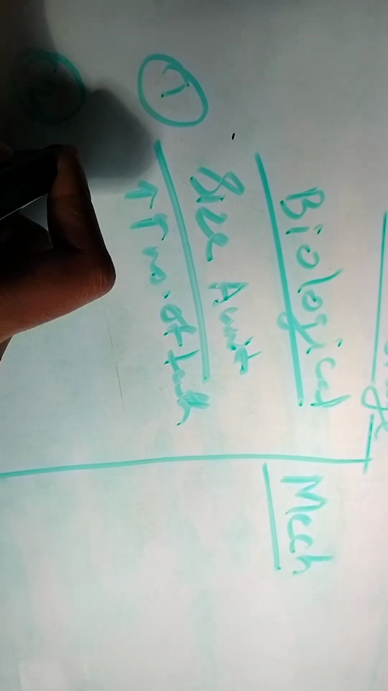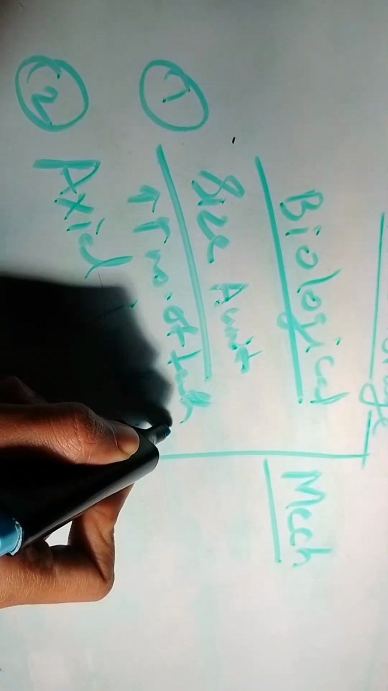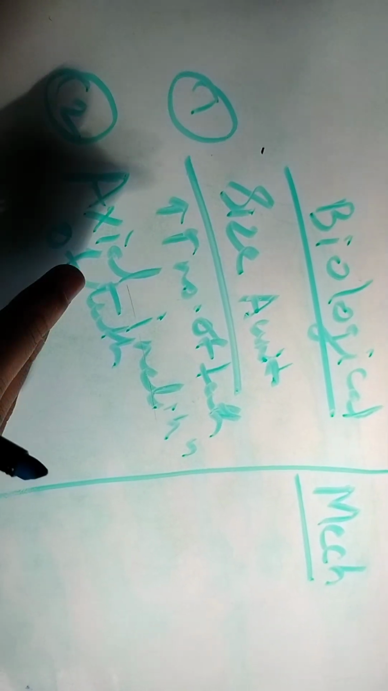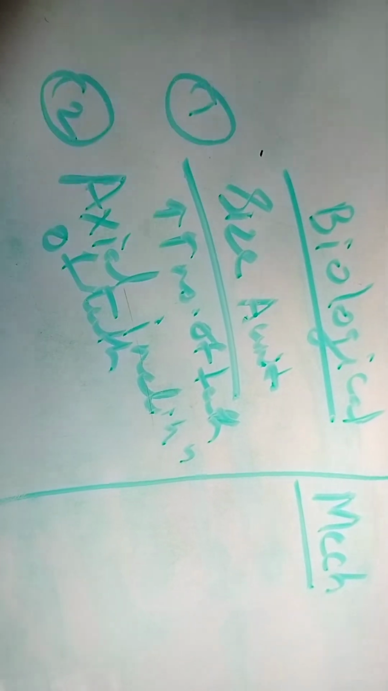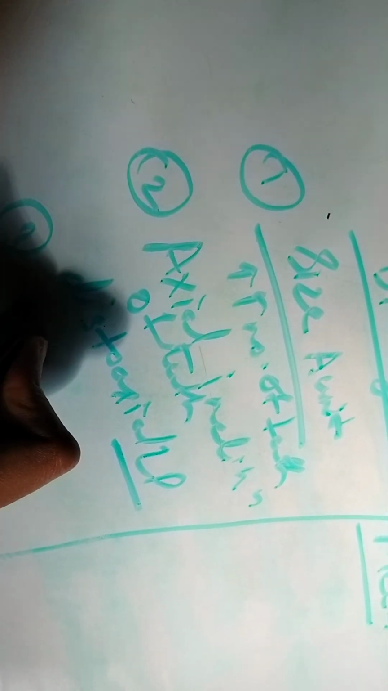Second is the axial inclination of teeth. Distoaxial inclination of the lower posterior teeth is better in anchorage control when compared to the mesial inclination. Third is the delaying of the extraction of teeth, that is, delayed extraction of teeth.